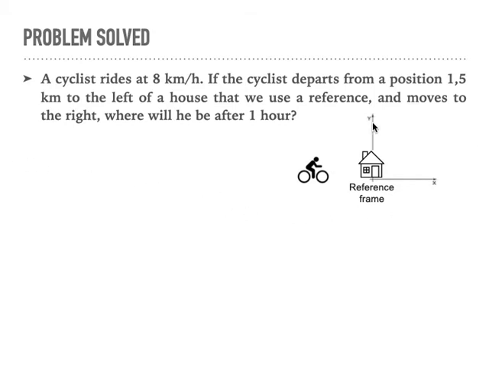So first, let's do a bit of a drawing to understand what is happening. So the reference frame, and I put the axis here, is the house. And we have a cyclist that is to the left of the house. So left of the house. And at some point it's going to be at the right of the house. So after 1 hour, where is it going to be? So relative to the house, not relative to where he was in the beginning.